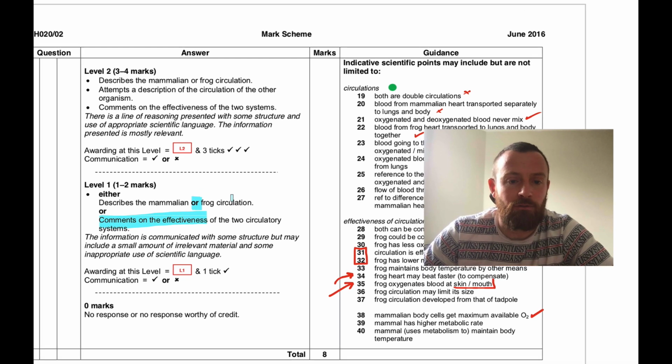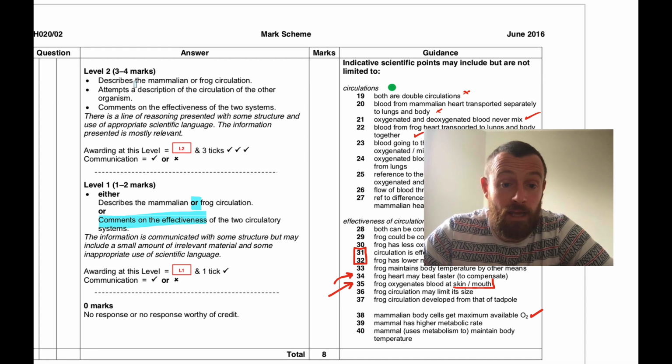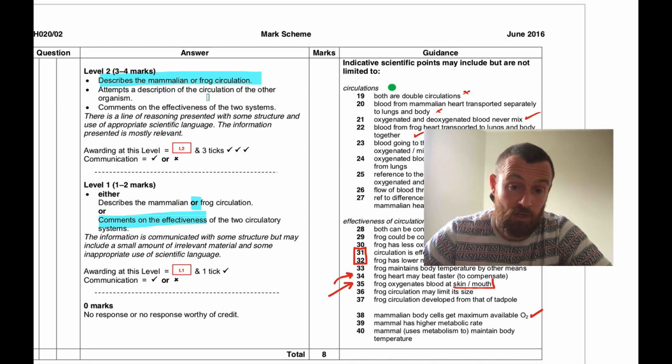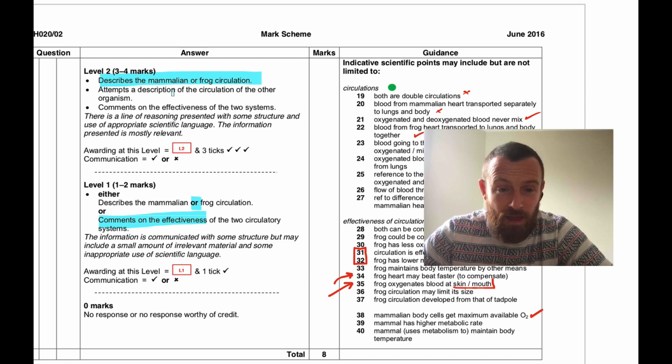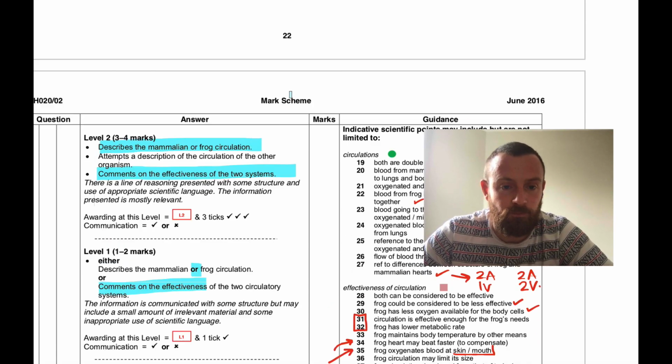Level 2. Again, describes the mammalian or the frog, attempts a description of the other. So you described one well and you described the other less well, so maybe you described the mammal circulation quite well, but you didn't describe the other that well, and commented on the effectiveness of the 2 systems.